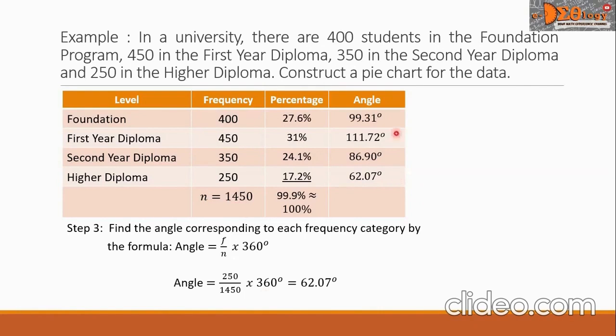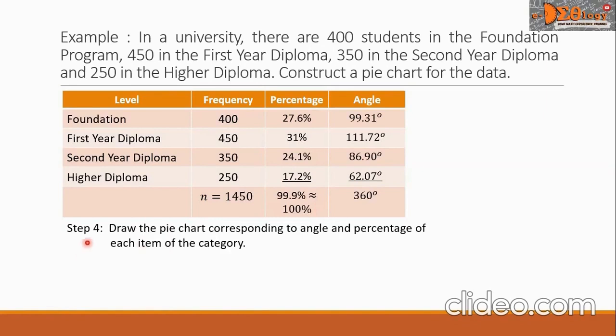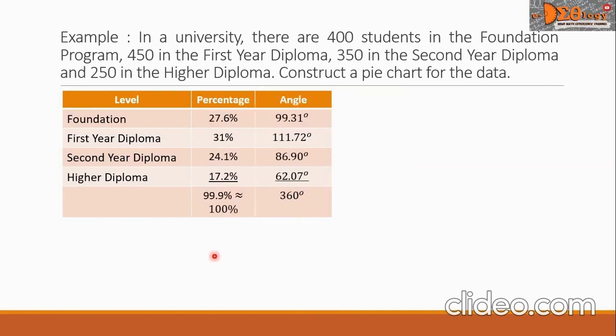Now let us take the summation of this column, and we will have the answer 360 degrees. This must always be equal to 360 degrees, in the same way that this column must have the summation that is equal to 100%. Now, let us go to step 4. Draw the pie chart corresponding to angle and percentage of each item of the category. So let us minimize our table because we're going to draw the pie chart.